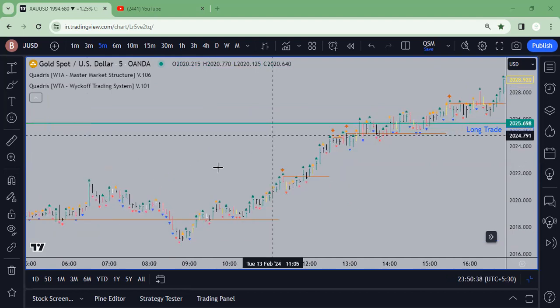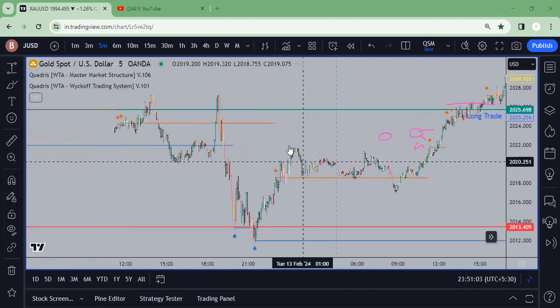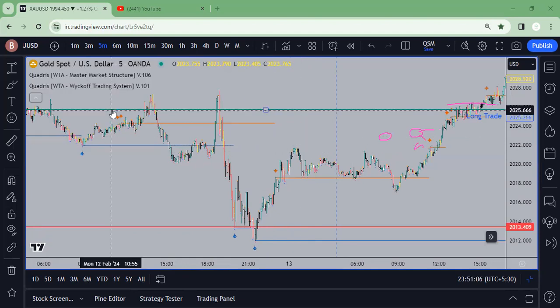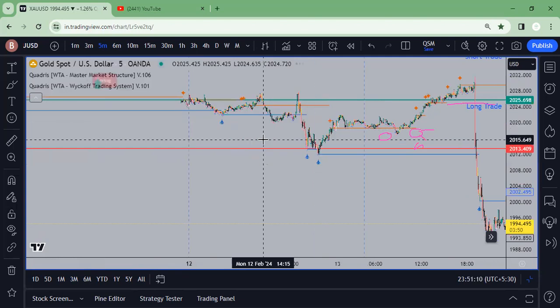Let me zoom in a little bit. These are effort versus result bars. So this effort versus result bar, this is the perfect place to place your buy or long trade. And once we lift off, this was what happened. And if we zoom out a little bit, you can see we are approaching the previous resistance level.